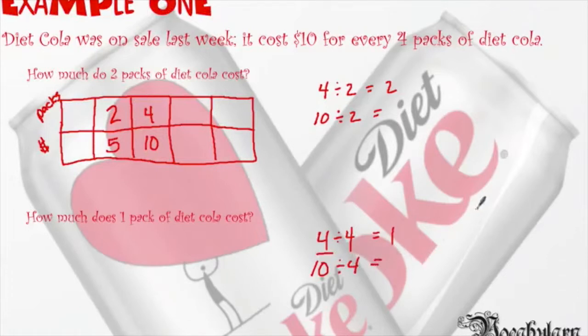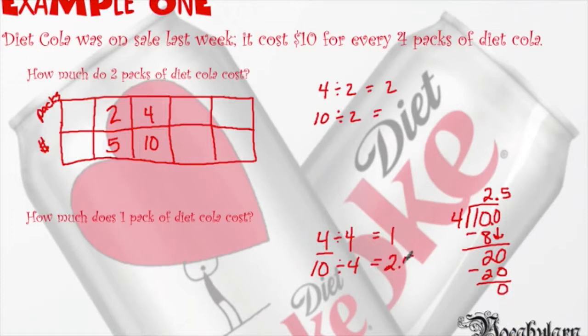And when I do that, if I do 10 divided by 4, 4 goes into 10 twice, minus 8, left with 2. Put a decimal, bring down the 0. Oops, so that 0 should go here. And then I bring down this 0. It gives me 20. 4 goes into 20 5 times. And I get 0. So I know that 1 pack of soda is going to cost me $2.50.